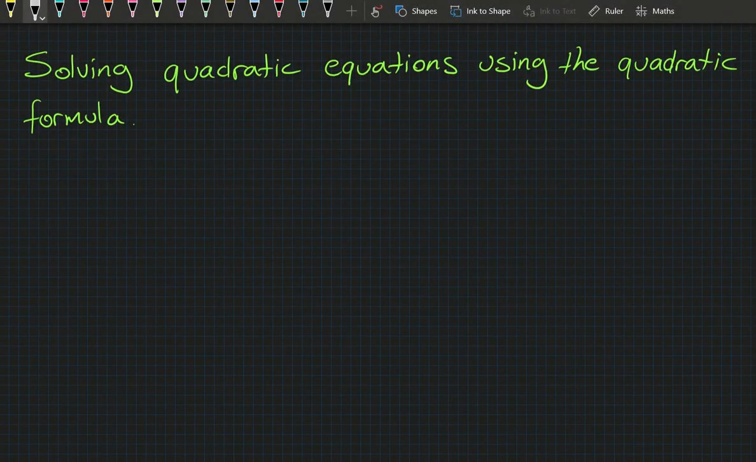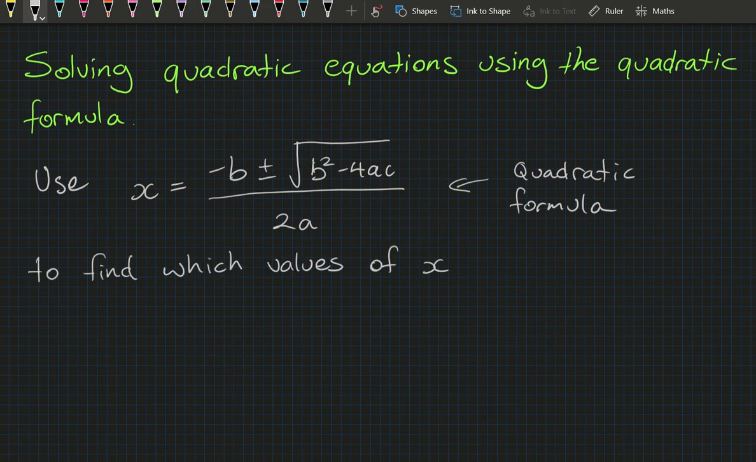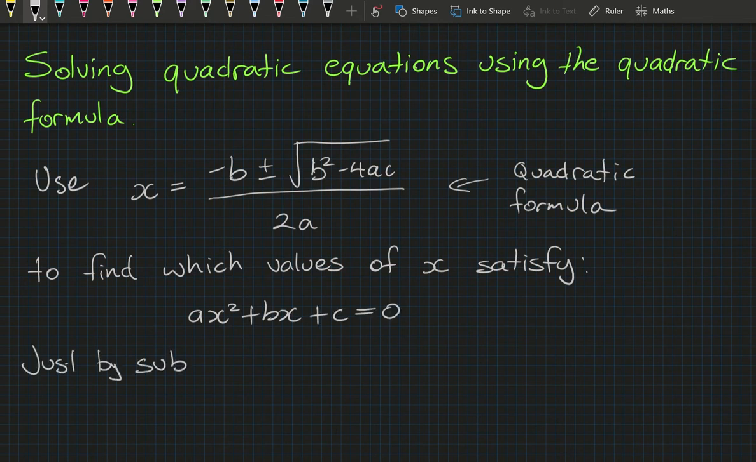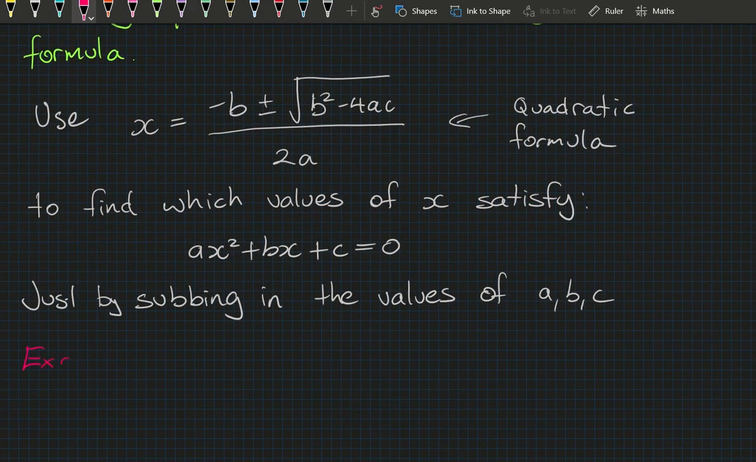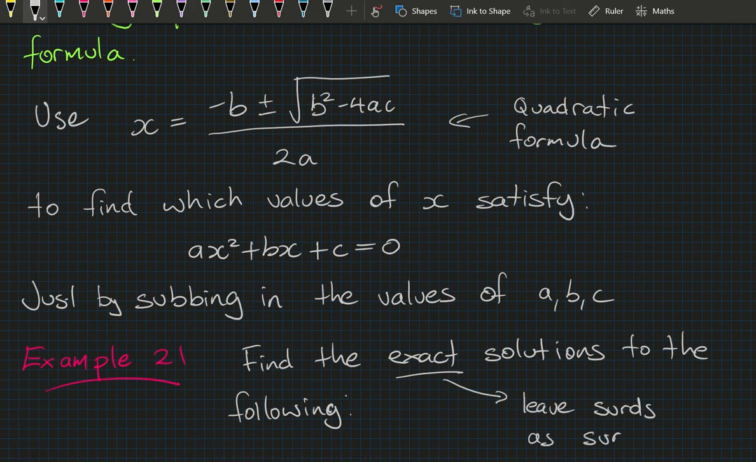So we can use x equals minus b plus or minus b squared minus 4ac square rooted divided by 2a, otherwise known as the quadratic formula, to find which values of x satisfy a times x squared plus bx plus c equals 0, just by subbing in the values of a, b and c into the quadratic equation, which is pretty amazing when you think about it. So let's try it with example 21, where we want to find the exact solutions of the following quadratics. And of course, exact means leave surds as surds.